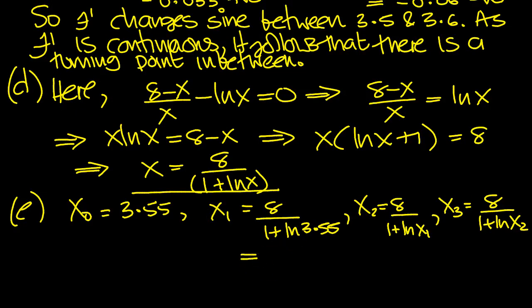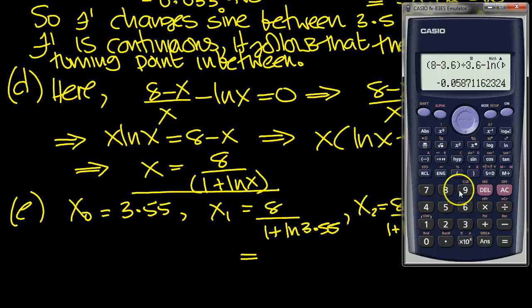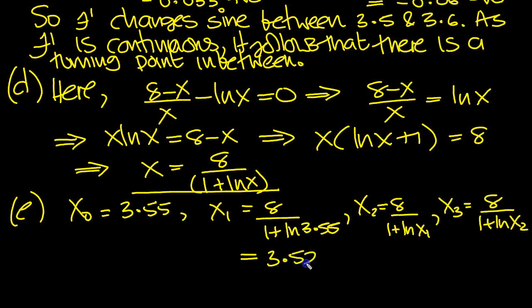So this first one then, it's 8 divided by bracket 1 plus natural logarithm of 3.55, close bracket. 3.5289, 7, so it's 3.5290, isn't it? I'm just going to keep it to 4 dp, that's x1.